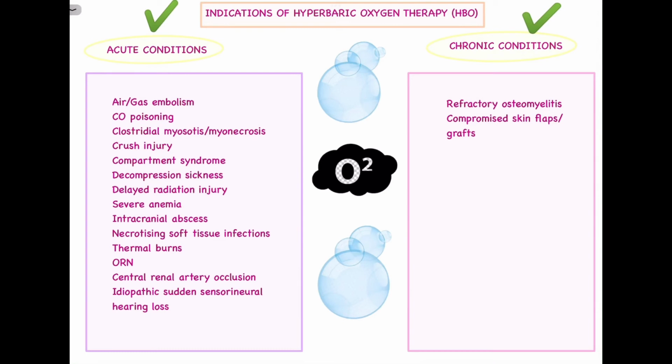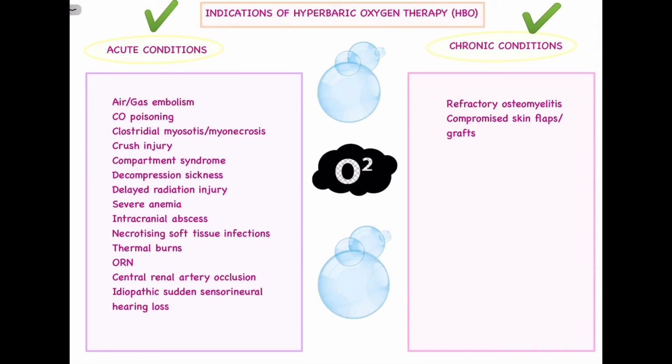Then in cases of decompression sickness, any kind of delayed radiation injury, in cases of very severe anemia, intracranial abscess, any kind of necrotizing soft tissue infections, thermal burns, then ORN, central renal artery occlusion, then idiopathic sudden sensorineural hearing loss. So basically, if we try to remember it, we can remember it in a very simple way. जितने भी cases में necrosis होगा उतने cases में हम definitely HBO therapy दे सकते हैं.